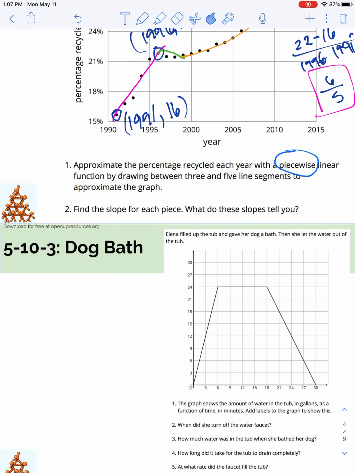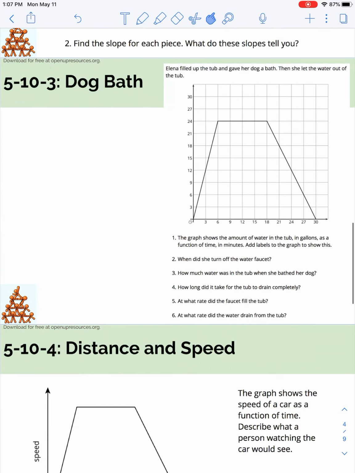Okay, so that's what you had to finish number 2. I'm not going to do the whole thing. You guys do that. So activity 3 says Elena filled up the tub and gave her dog a bath. Then she let the water out. Okay. This one's easy. The graph shows the amount of water in a tub in gallons as a function of time in minutes. Okay, add labels to the graph.